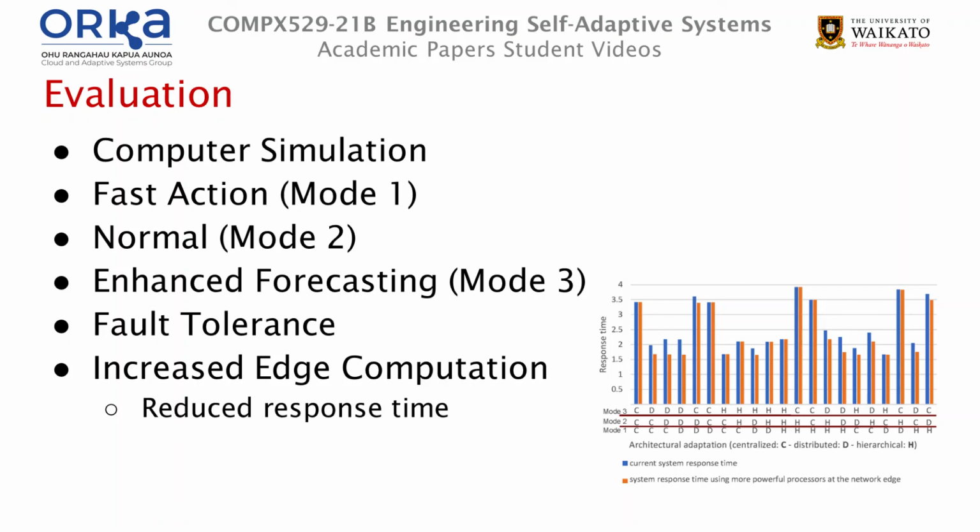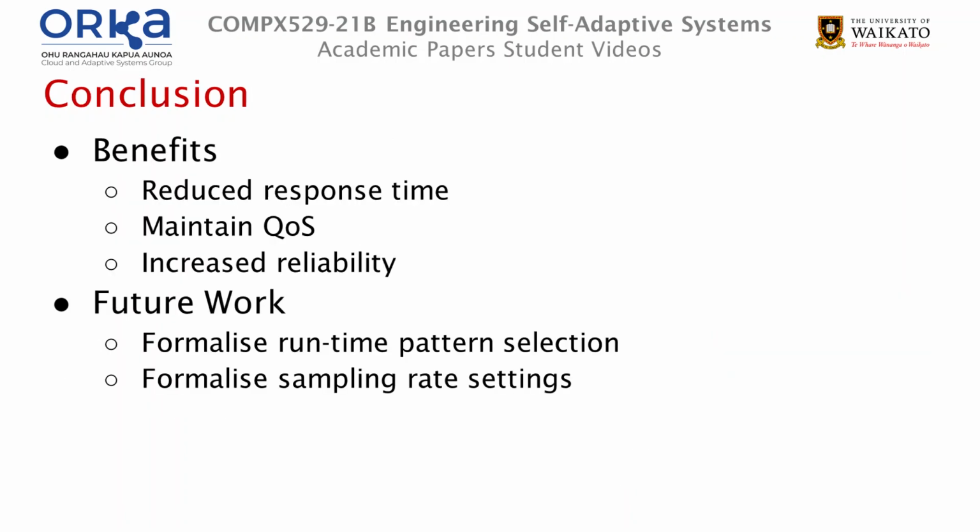Fault intolerance may also be seen when using only the centralized architecture for all three modes, as one node going down might cause the whole system to go down. Furthermore, increasing the computing power within the distributed architecture causes a significant decrease of 11% in the response time when it is used. In conclusion, the benefits of this system are a reduced response time, the ability to maintain the quality of service of the system, and the increased reliability from having not just a centralized system.